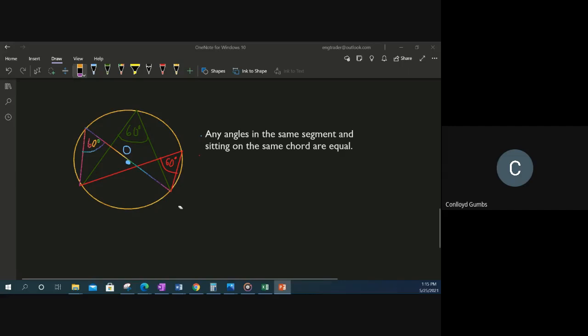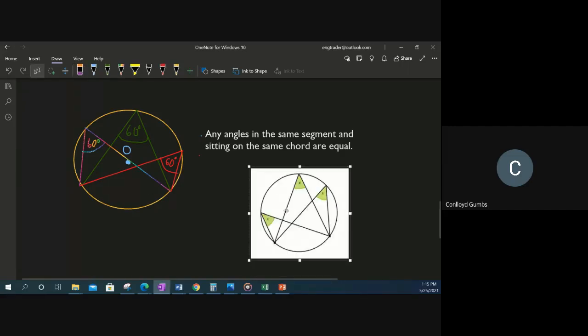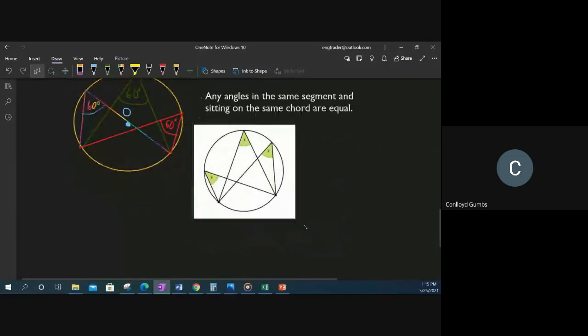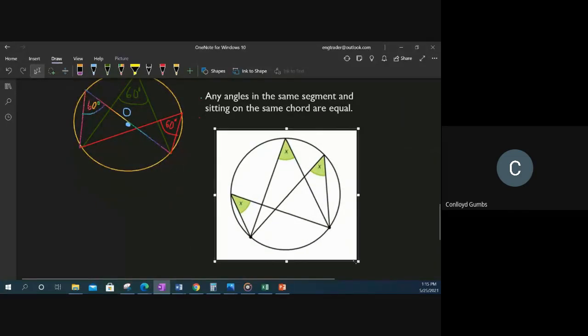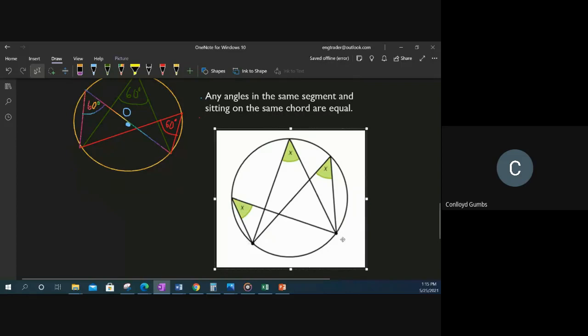So for instance, it could look something like this. If you look at this here, all these angles are the same. It's sitting on the same chord. Is a chord there? No, there's not a chord there, but we could draw the line and realize that, hey, look, it's the same thing. So this here is a chord that they are sitting on.